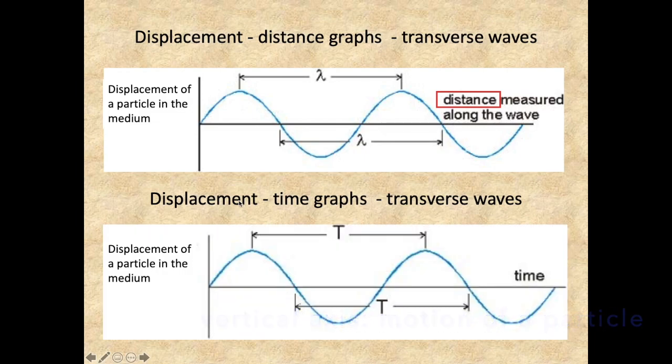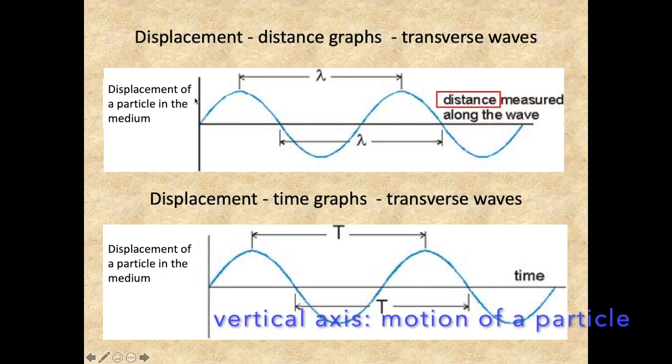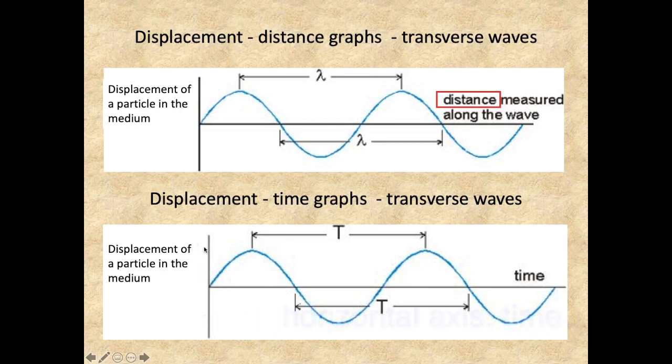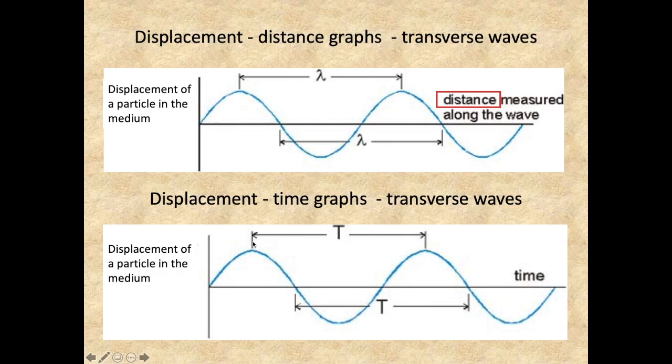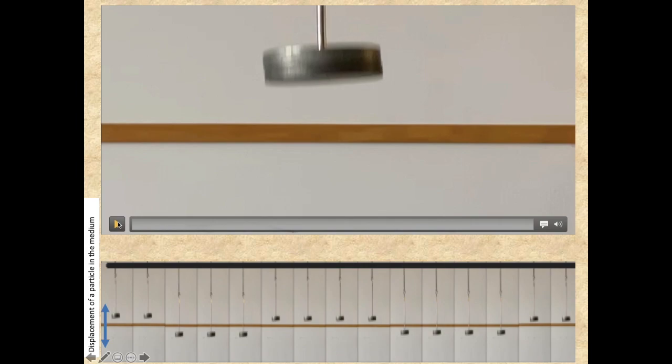We can also draw displacement-time graphs for transverse waves. In that case, the vertical axis is identical to the graph I showed you, but the horizontal axis is now time, which means the measurement between two neighboring crests will now show the time from one crest to another, which is defined as the time period. So that kind of graph will give us wavelength information, and this kind of graph will give us period information. Both graphs will give us the amplitude reading from the y-axis. Here's an example of what this might look like.